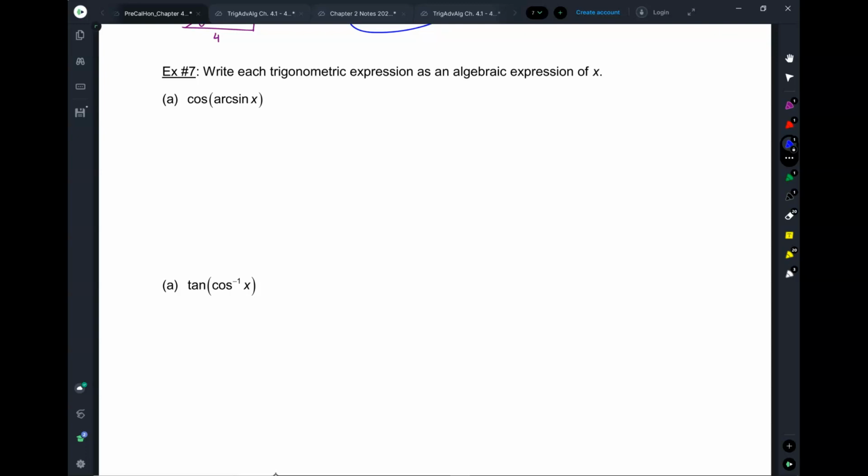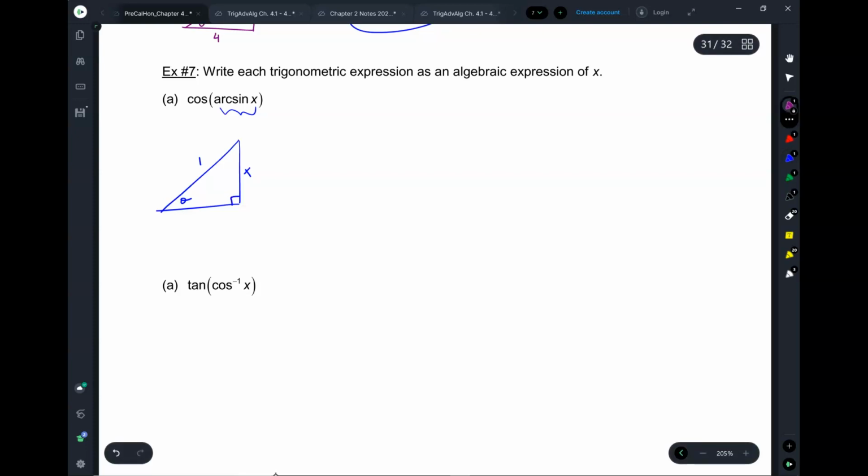We want cosine of arc sine of x, right? Okay, now this is a little bit different. Let's still draw this inside. There is a mystery angle, the sine of which is x, meaning it's x over 1 like this, yes? Okay, can I find the missing side on the bottom? Let's call that a. It's going to be a squared plus x squared is equal to 1 squared. A squared is 1 minus x squared. A is the square root of 1 minus x squared.